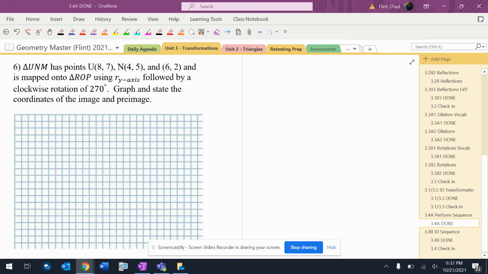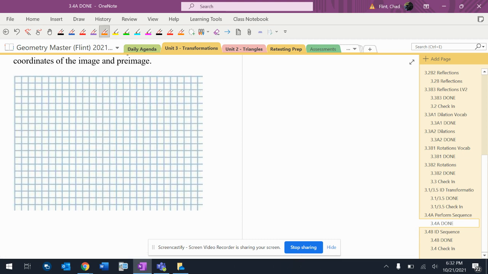Okay, last one in this file here. All right, so I've got a triangle. It says it is mapped onto ROP using our y-axis followed by a clockwise rotation of 270. So clockwise rotation of 270 first, or sorry, second. I got a reflection first. Having some issues talking here this evening.